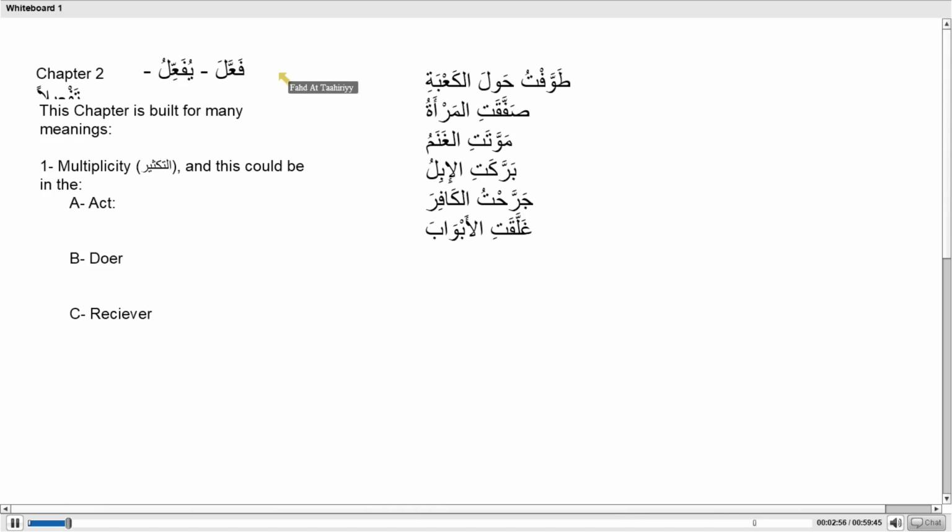Just as kallama, yukallimu, taklima. Kallama. That's the kaf and the lam and the mim. Kallama, yukallimu, taklima. So taklim is the masdar. Just as Allah subhanahu wa ta'ala said, وَكَلَّمَ اللَّهُ مُوسَى تَكْلِيمًا. كَلَّمَ يُكَلِّمُ تَكْلِيمًا.